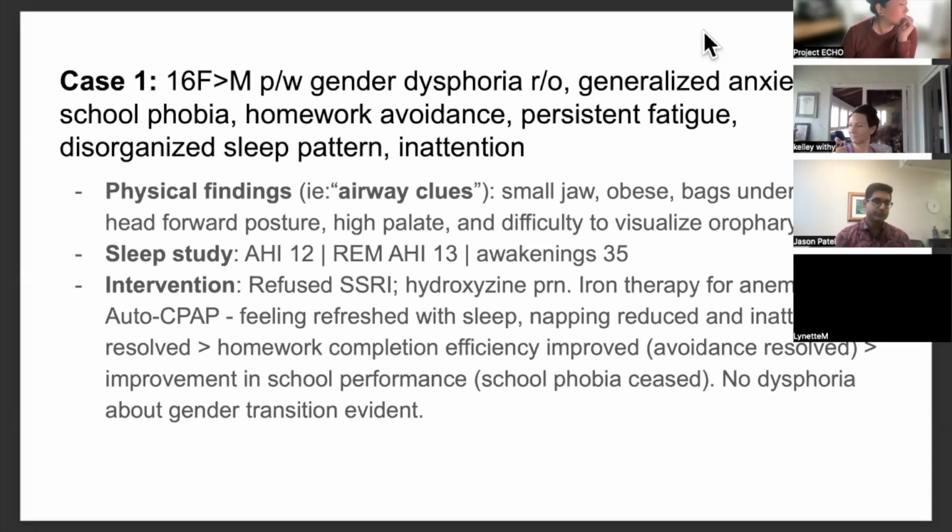One of the things that stood out to me was, despite their prominent symptoms, I noticed that they had a rather small jaw. They were obese, and they had bags under their eyes, indicative to me of possible allergies. What would be concerning about that is that whatever nasal passage space they did have would be constantly obstructed by mucus draining down into that space, possibly. And what's known as a head forward posture.